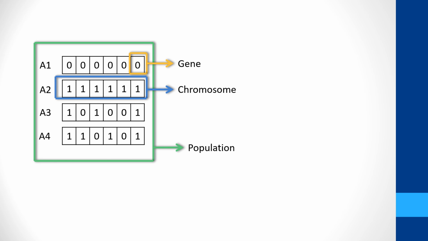This is the diagrammatic representation of what exactly a gene is, what a chromosome is and what the population is. A1, A2, A3 and A4 are tape-like structures and each is called a chromosome, and the particular block of a chromosome is called a gene. In that, the value 0 is called an allele, and together A1, A2, A3 and A4 are called the population.